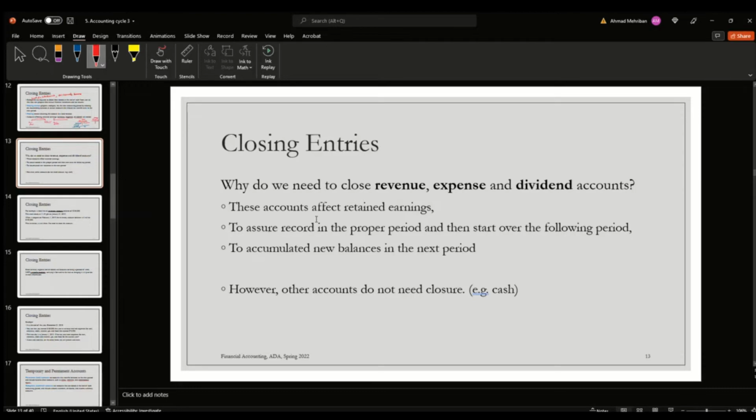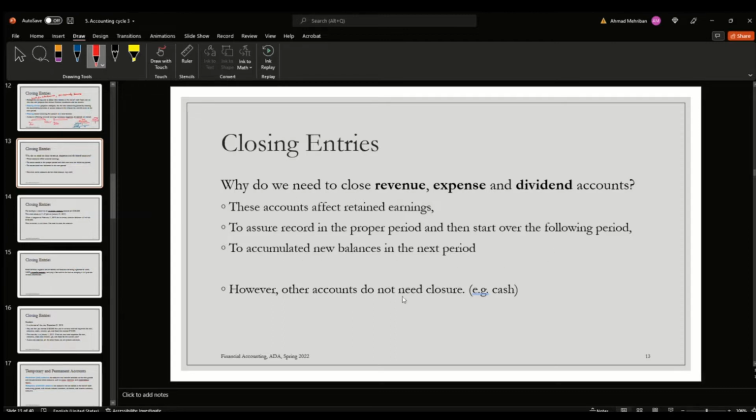Now, just to review what I've just said, why do we need to close revenue, expense, and dividends? These accounts affect retained earnings, so once the period is over, we need to adjust that to assure the record is in the proper period and then start over the following period. Like I said, in 2021 we had certain revenue, expenses, and dividends, and now that we have shifted to a new period, it has to be zero. We didn't earn anything yet, so it has to be brought down to zero.